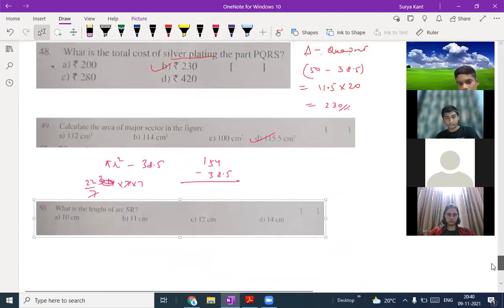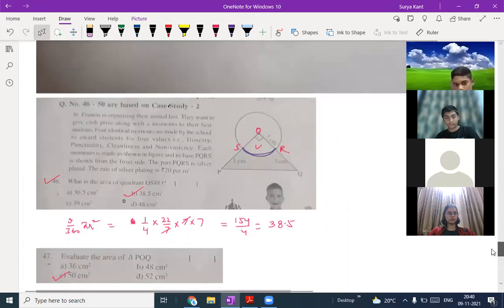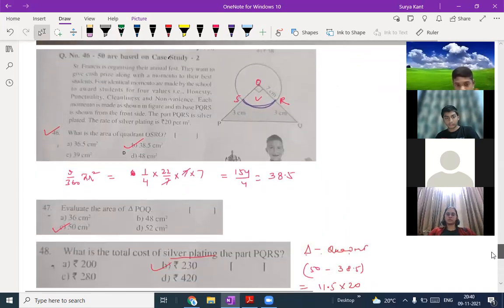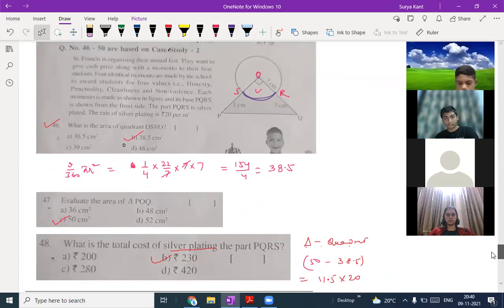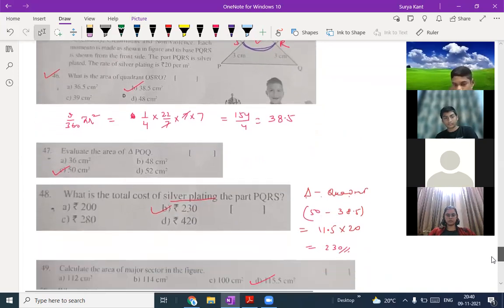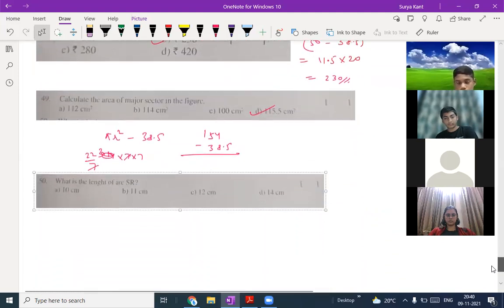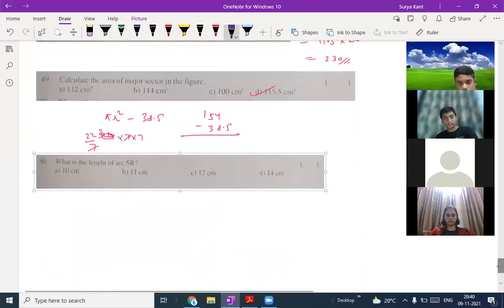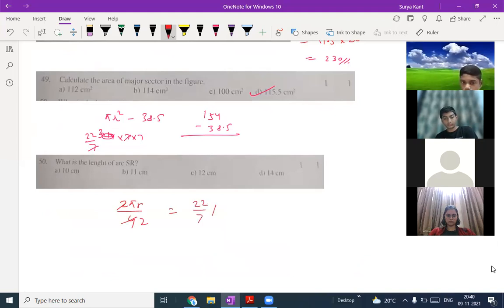Sir, 11. 11. Yes, sir. Okay. 11. 11, sir. So 2 pi r, huh? Theta, 2 by, yeah, 2 pi r by 4. So pi r by 2. 22 by 7 into 7 divided by 2. 7, 7 cancelled, 11 is the answer.